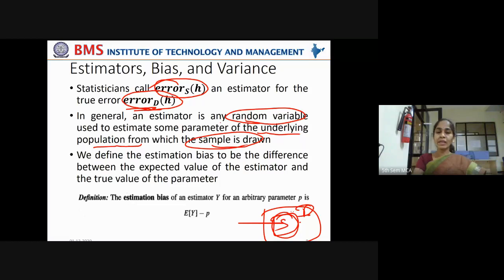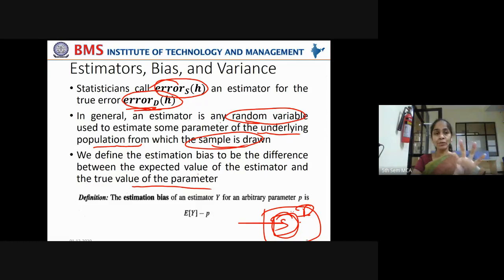Now we define the estimation bias to be the difference between the expected value of the estimator and the true value of the parameter. That is what we are trying to find out, right? What is the estimation bias? You have the sample error and you have the true error. What is the difference between them? That is called the estimation bias. You have some bias in your estimation, some mistake in your estimation.